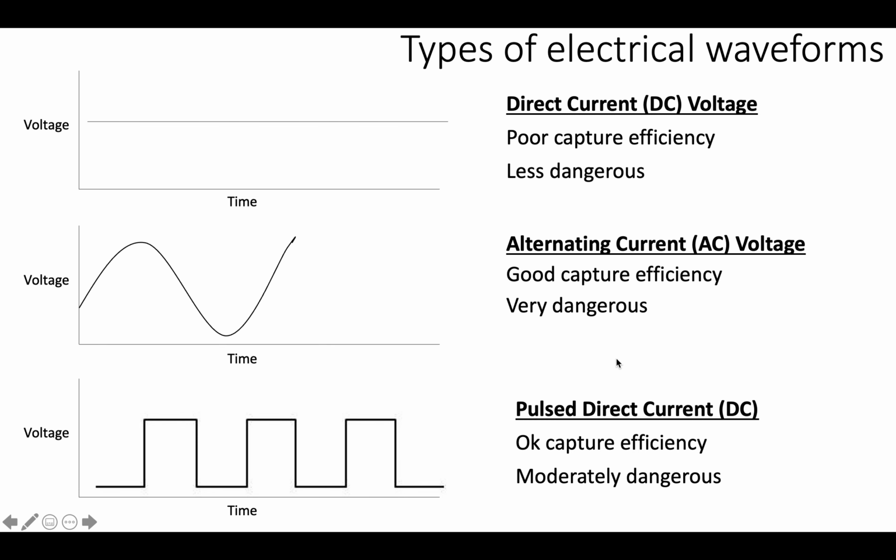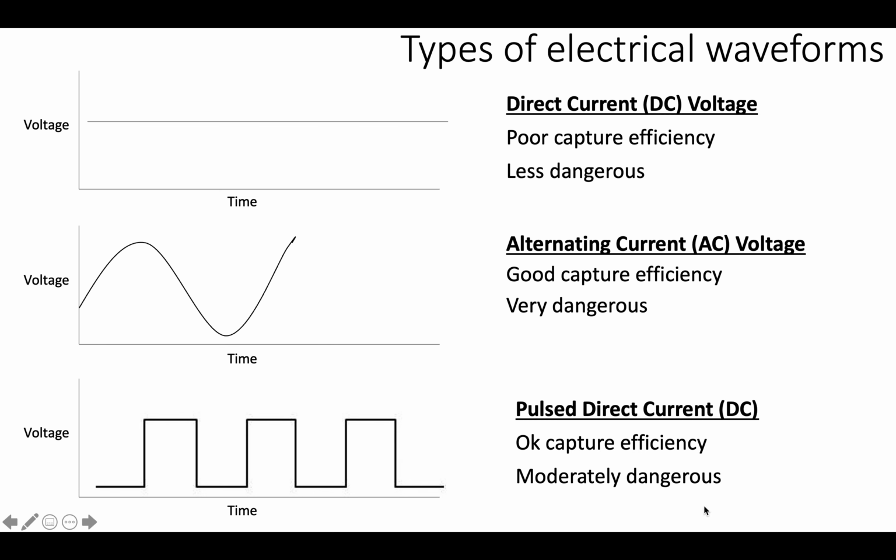For AC voltage, this is a waveform that alternates in time. So you have this wave pattern here of high voltage and low voltage. AC currents are really dangerous and they have really good capture efficiency. So again, there's a trade-off. A lot of human health concerns, but they're super great at capturing fish.